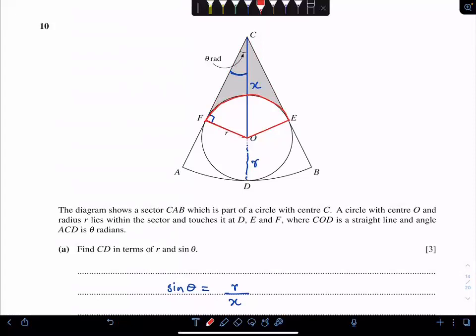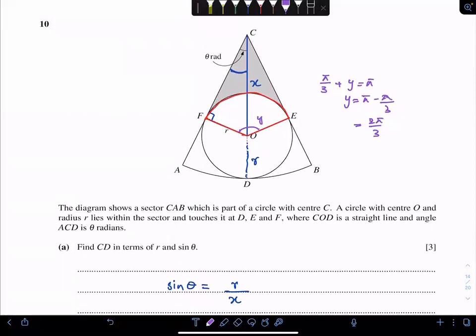This angle, because this is 90, this is also 90, and this is pi by 3. So the sum of these two angles should be 180, and we can find this angle that way. Pi by 3 plus this angle, if I name it y, plus y is equal to pi. So y is equal to pi minus pi by 3, which is 2 pi over 3, for the sector formula.